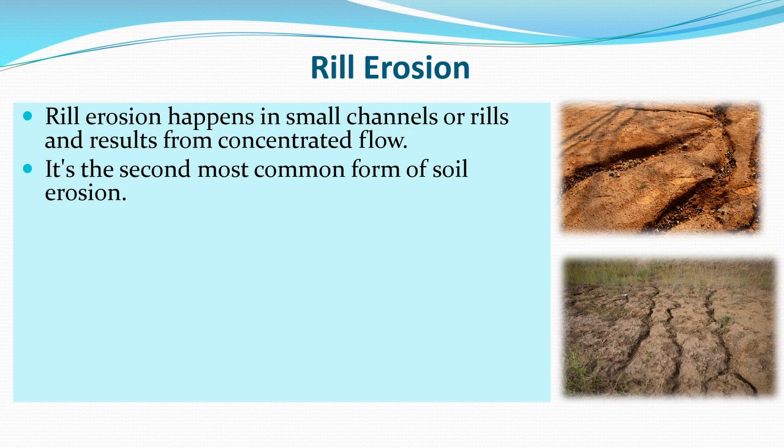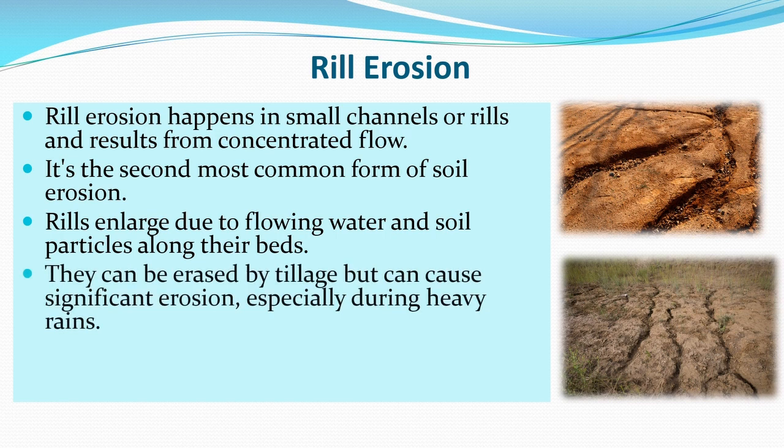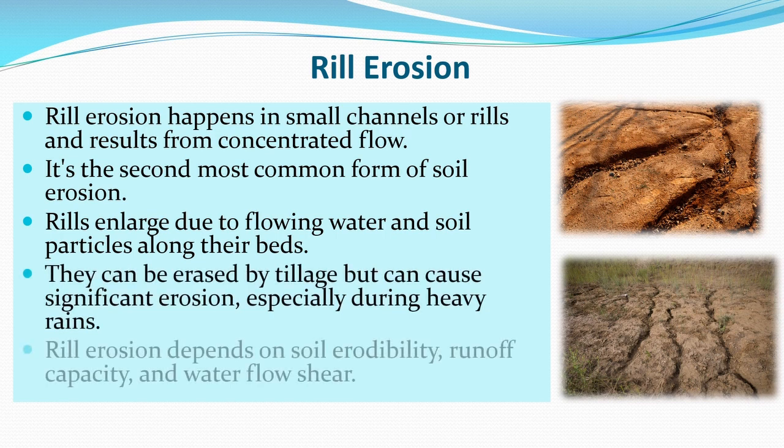Rills start enlarging due to flowing water and soil particles along their beds. They can be erased by tillage, but they will cause significant erosion, especially during heavy rains. Rill erosion depends on soil erodibility, runoff capacity, and water flow shear.